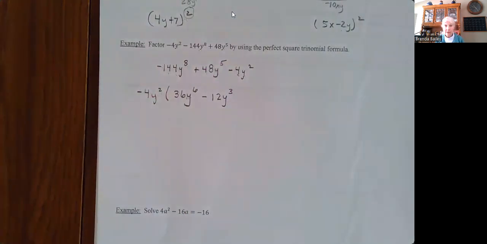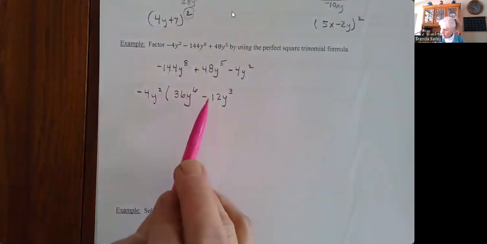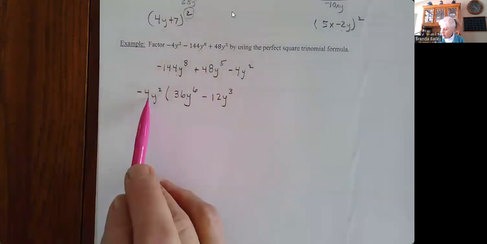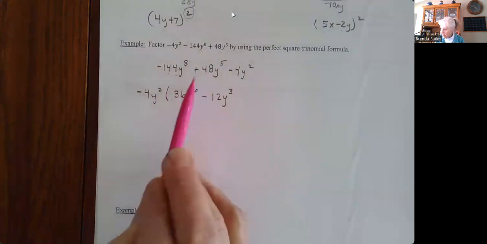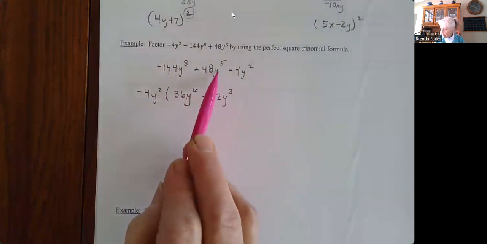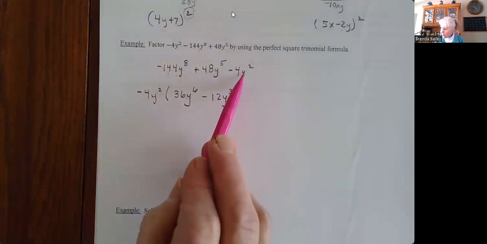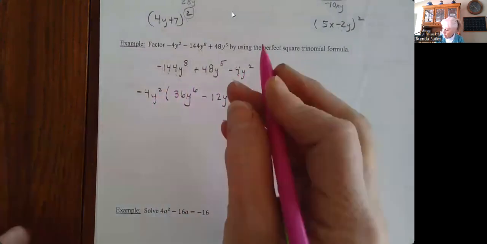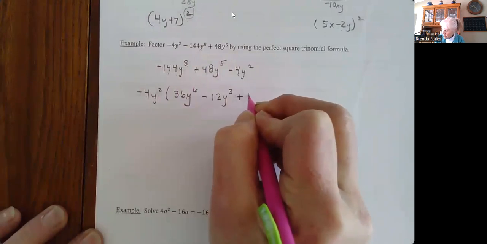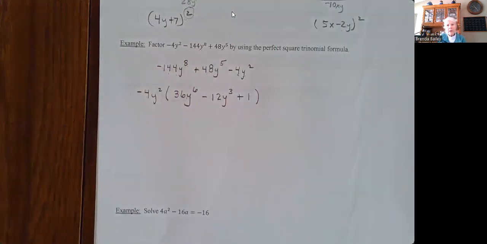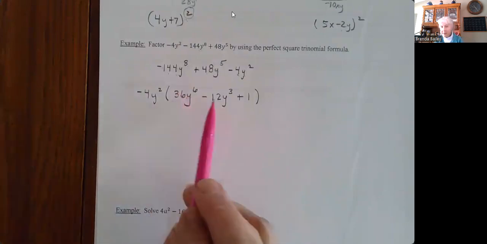You're probably thinking, wow, this is interesting. So again, multiply a negative times a negative is a positive. So you'll have a positive 48, add exponents to the 5th. This -4y² divided by a -4y² is a positive 1. All right. Okay, let's see if we can factor what's left in the parentheses.